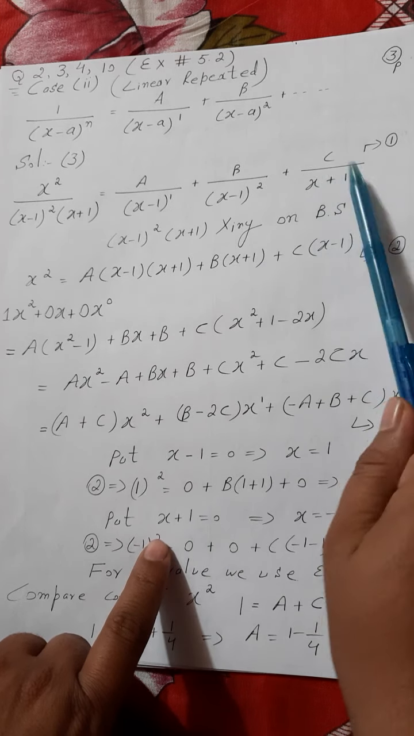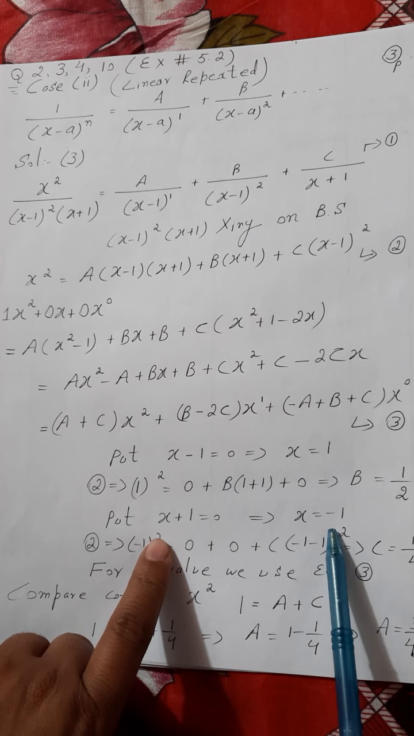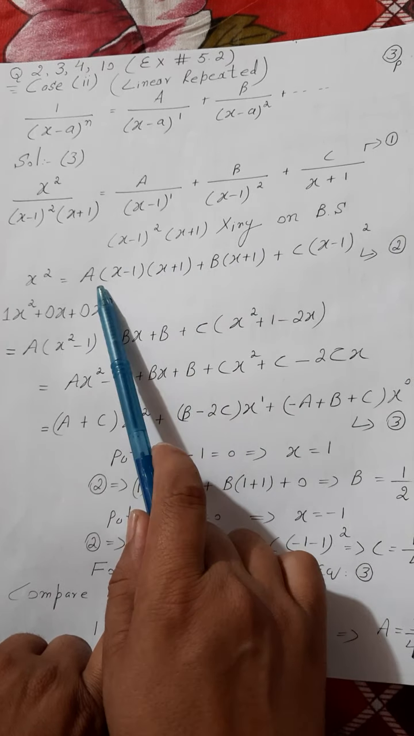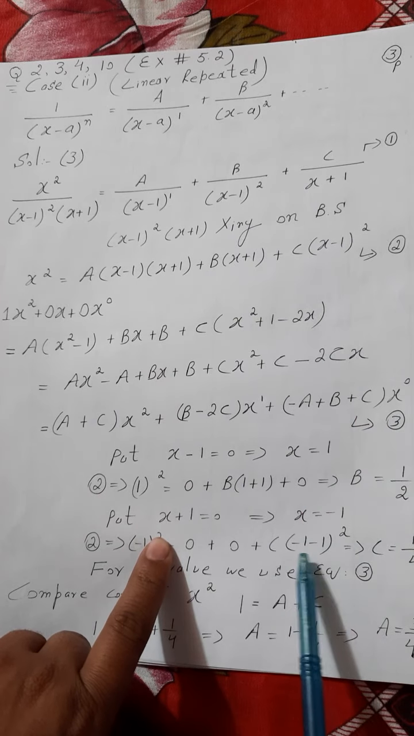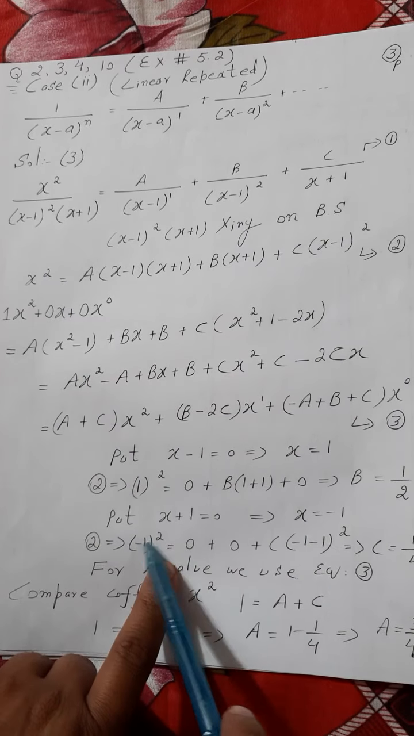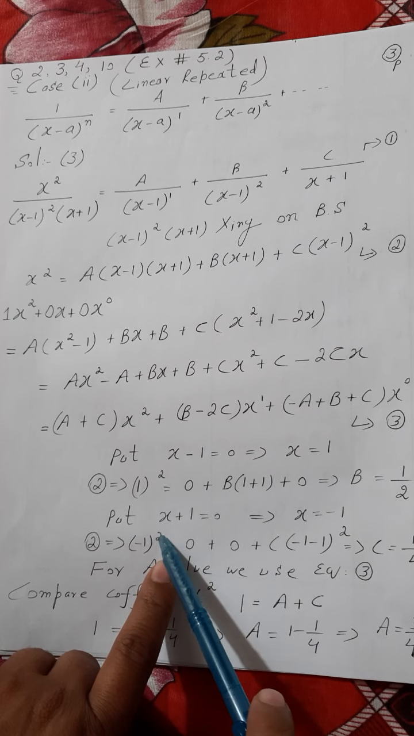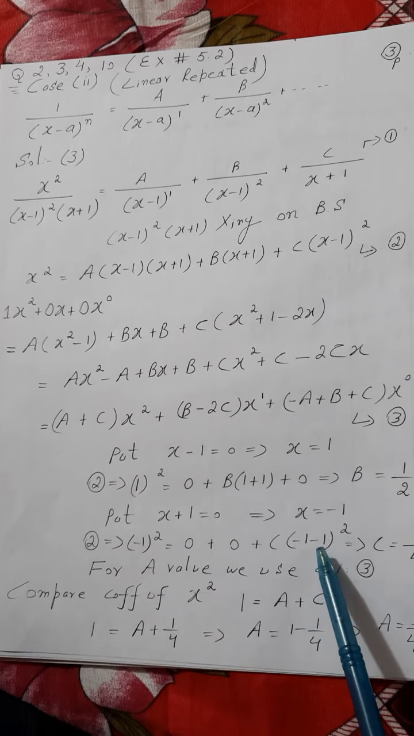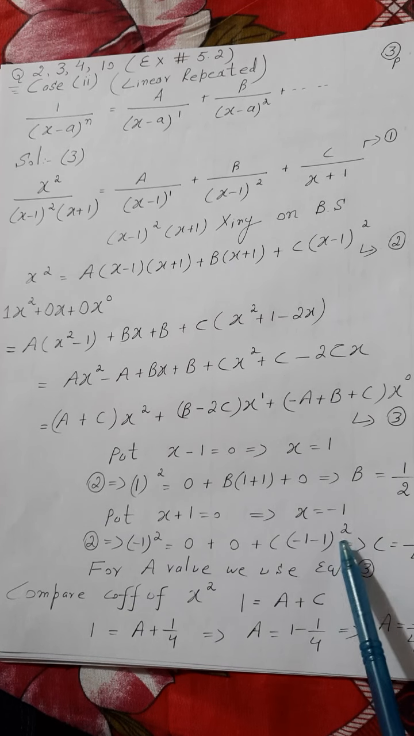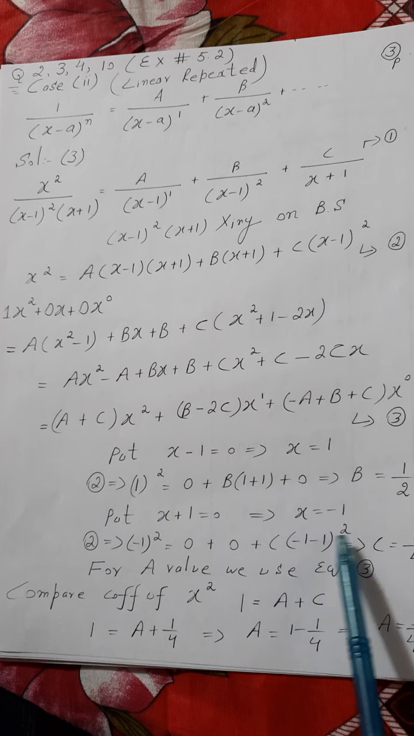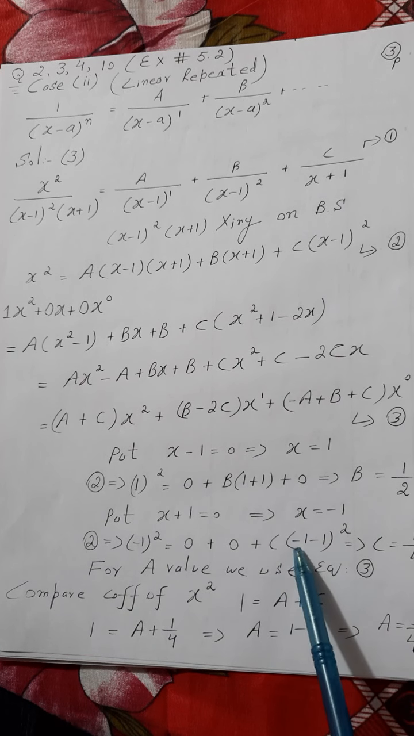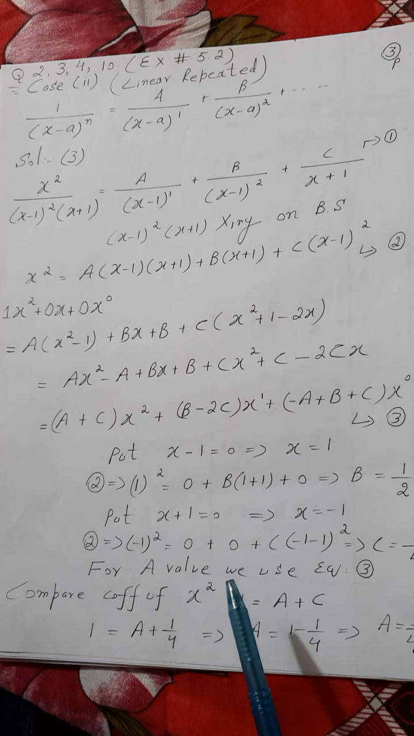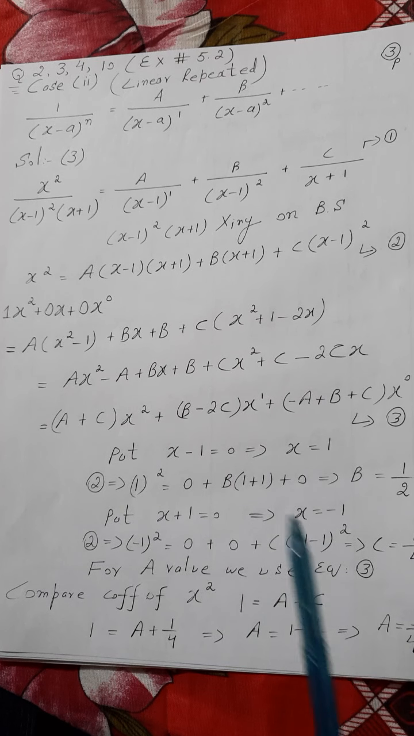Put also x plus 1 is equal to 0, so x is equal to minus 1, and this minus 1 put in equation number 2, so this is minus 1 plus 1 cancellation, there is only c value, so x square replaced by minus 1, x replaced by minus 1, equal square is equal to 0, and x by minus 1, so this is minus 2 square, and minus 2 square means 4, and c is 4, but we have to find the value of c, so divided by 4 on both sides, so c is 1 by 4.